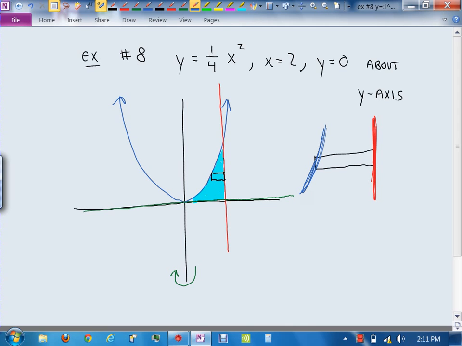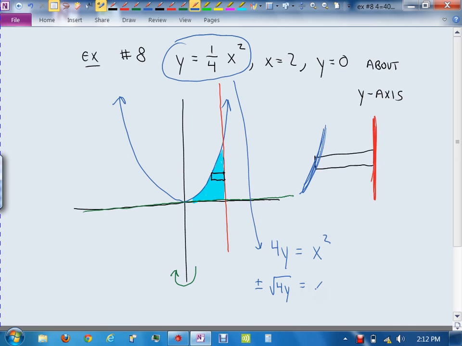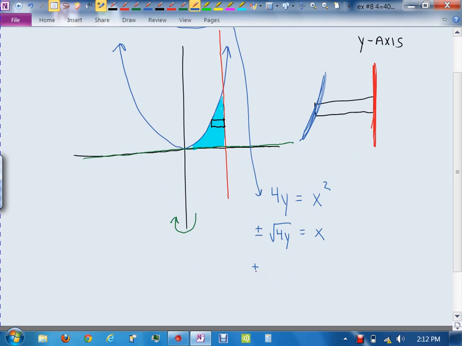But we need them to be in terms of what? Like, solve them for what variable, if we're going to do a sideways rectangle? We need to solve for x. So let's look at the blue one here. If I solve that for x, I multiply both sides by 4, and then take the square root, right? Which gives you plus or minus root 4y equals x. Plus or minus 2 root y equals x.